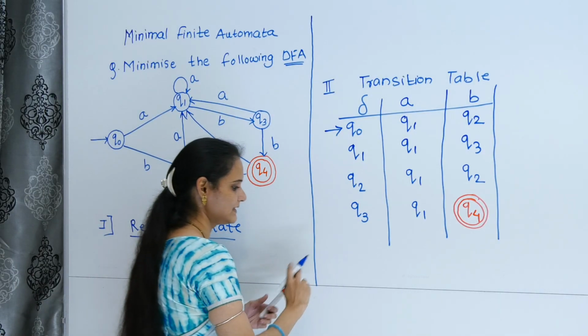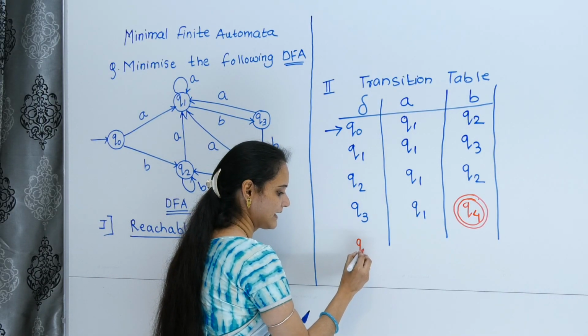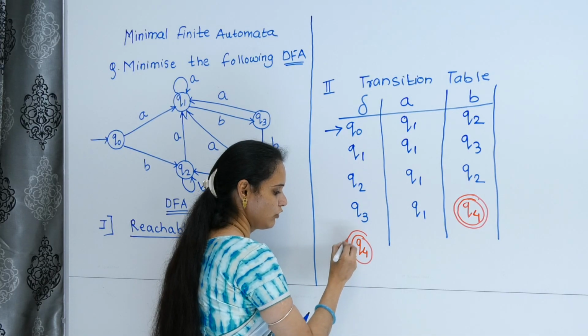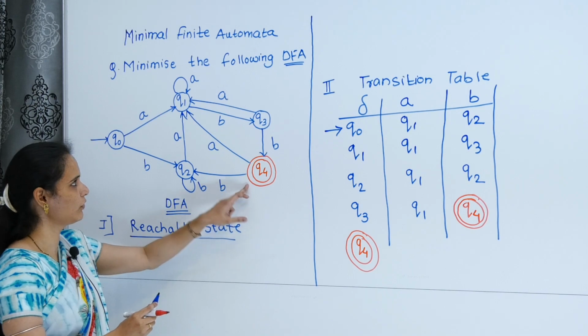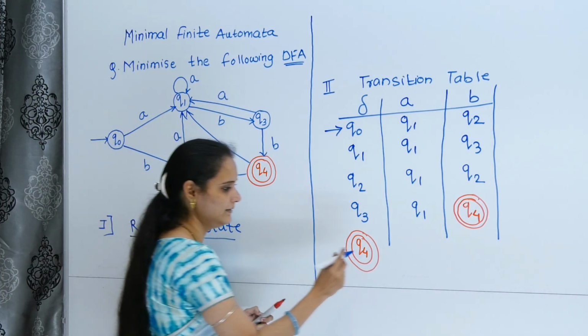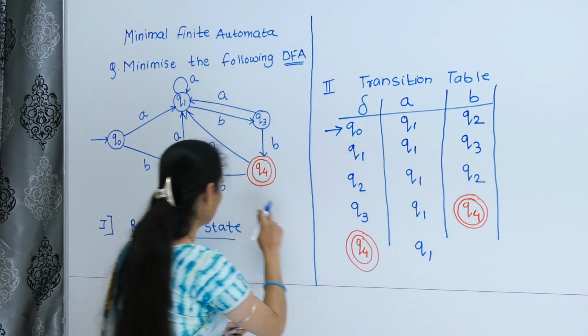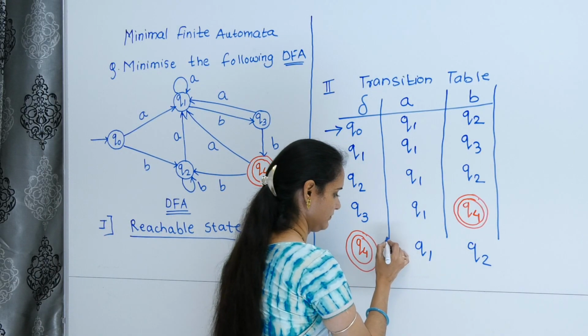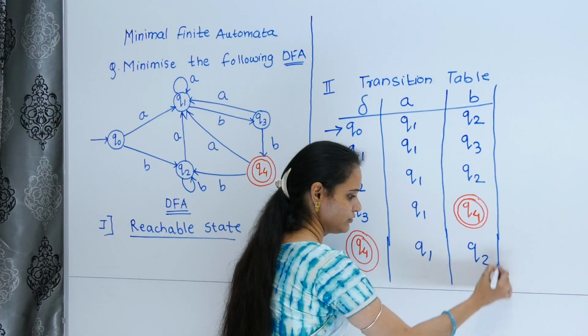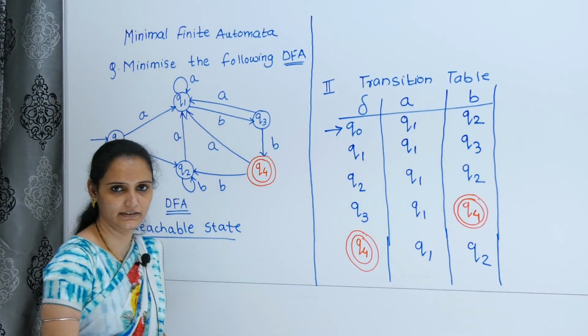The next state is Q4, the acceptance state. What about A and B from the acceptance state? From Q4, A goes to Q1 and B goes to Q2. So that is my transition table.